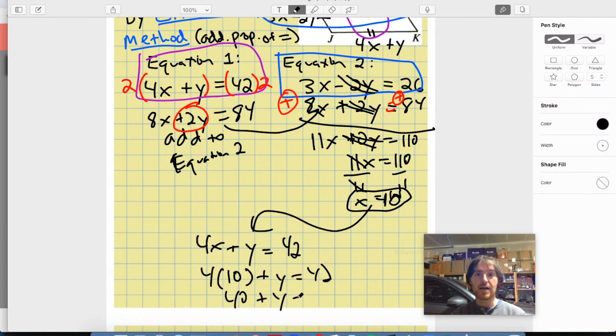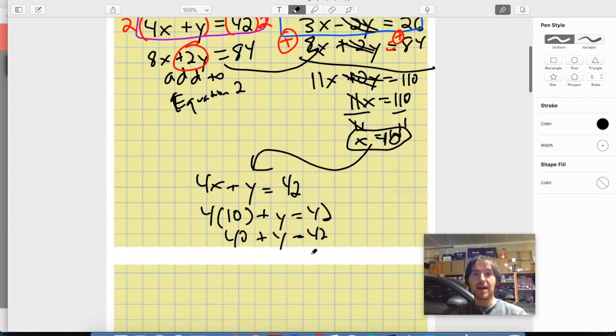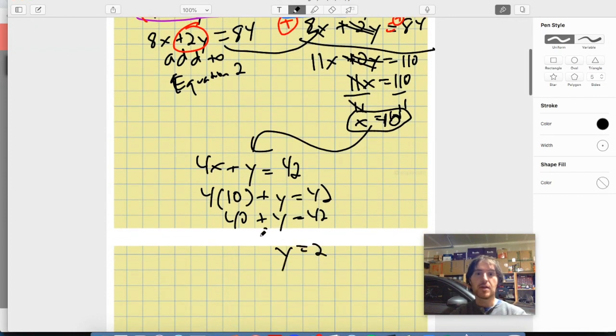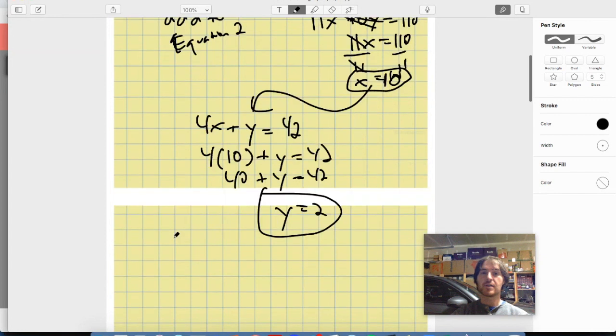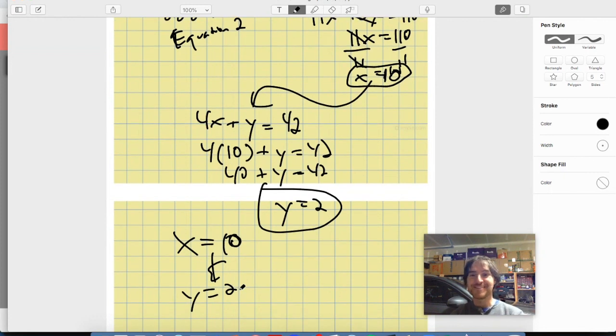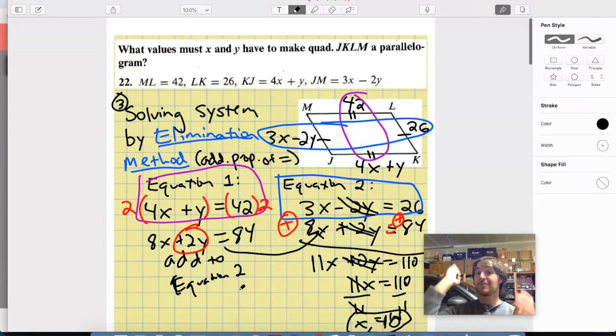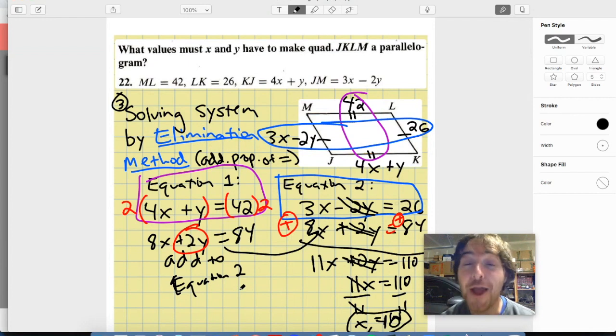40 plus y equals 42. Minus 40 from both sides, y equals 2. And there we got our answer. x equals 10 and y equals 2 for this solution 1 here. So if you want to use the elimination method, by all means, you can do it.